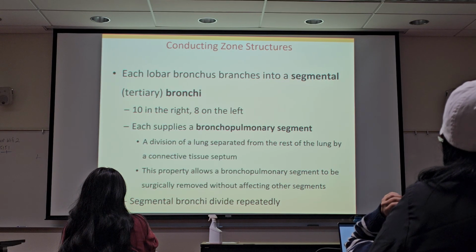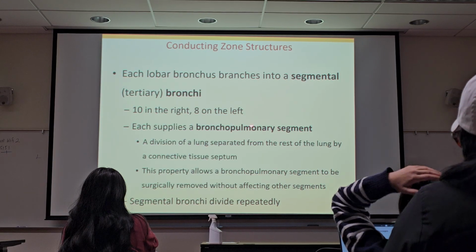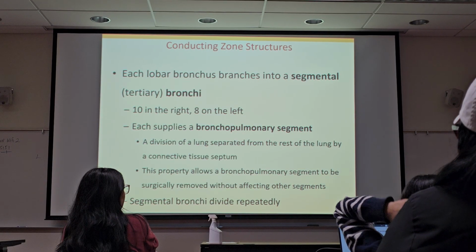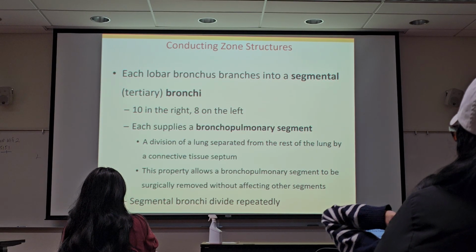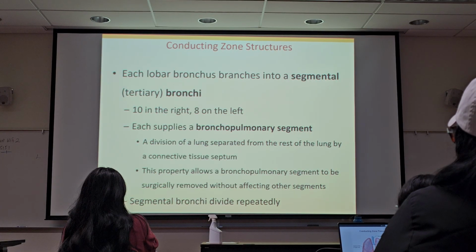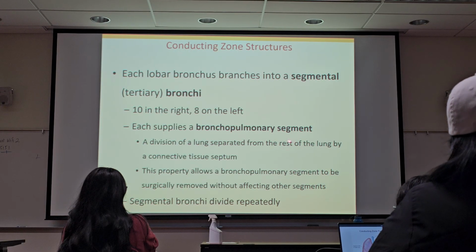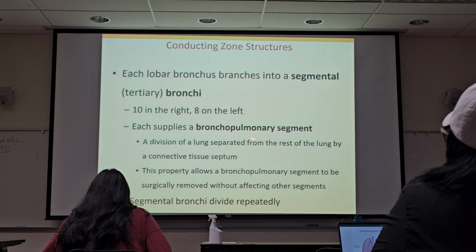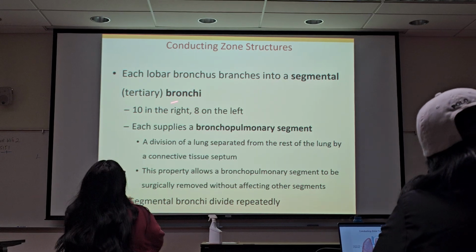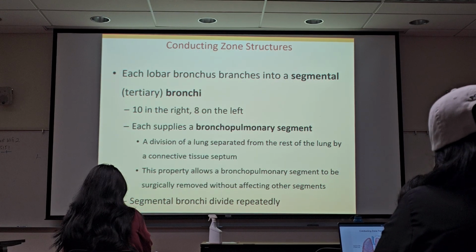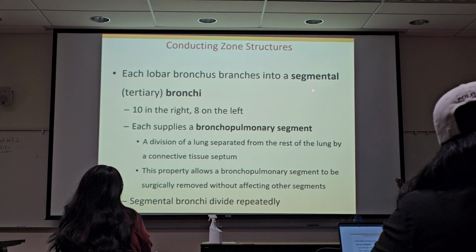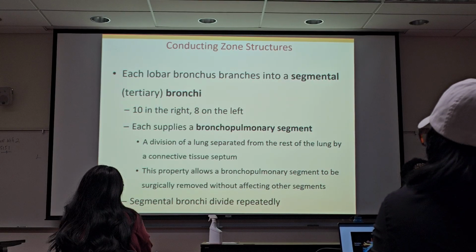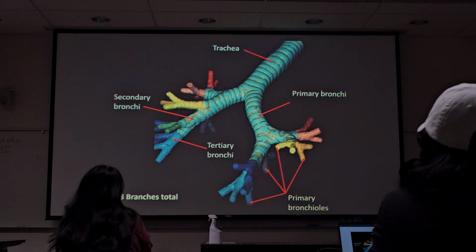If there's any disease in the lung, a bronchopulmonary segment can be removed and the lung will still function just fine. Okay? You just lose some lung tissue. That's how disease can be removed. The whole bronchial segment is removed. Each bronchial segment has air brought into it by the tertiary bronchi, which are also called the segmental bronchi, and those continue to branch and branch some more.